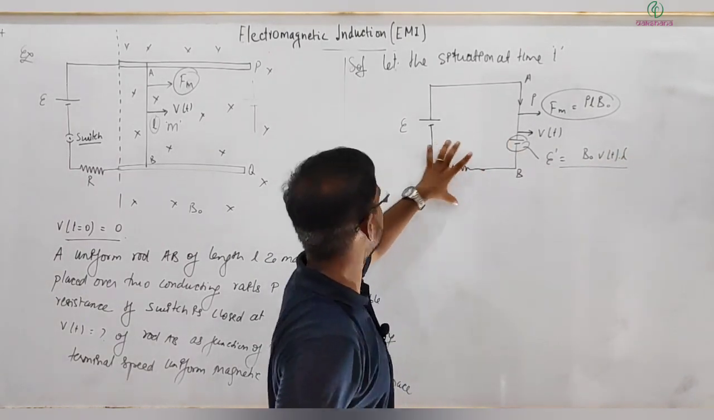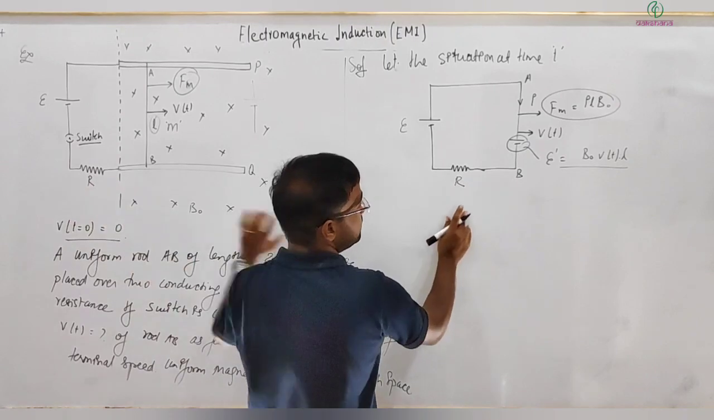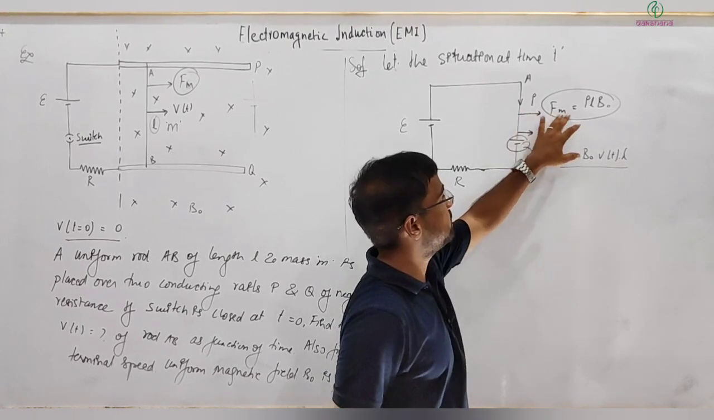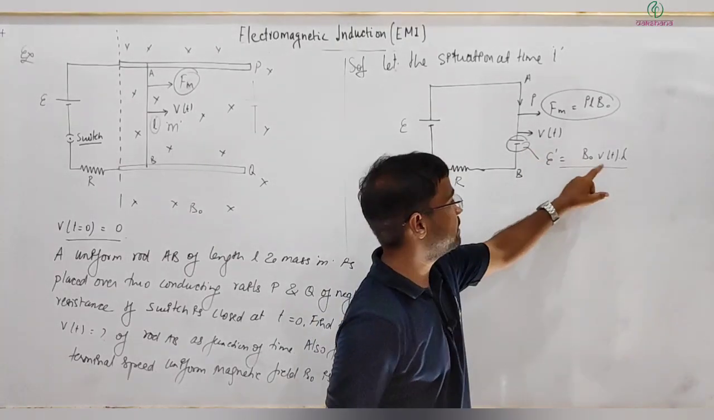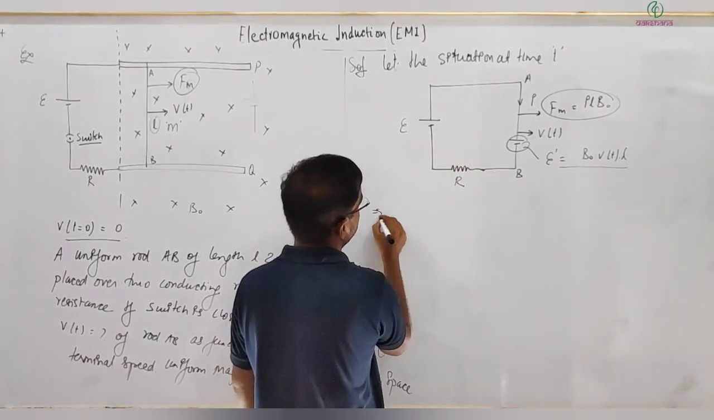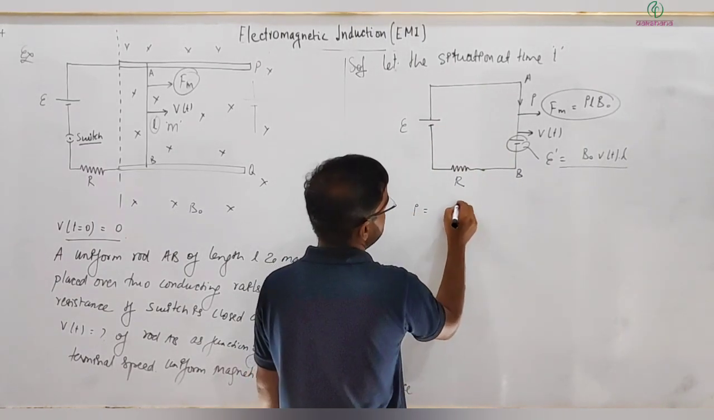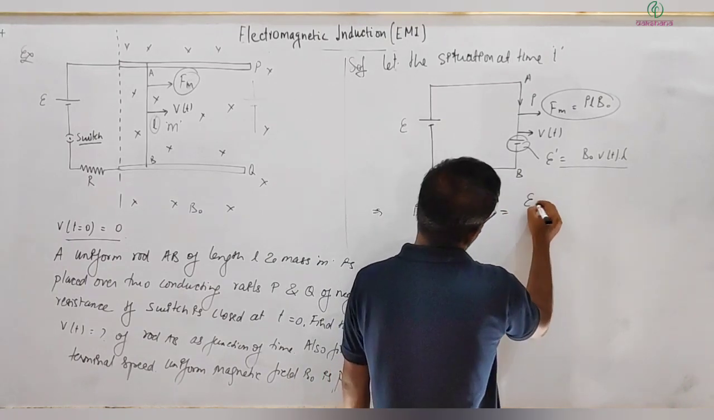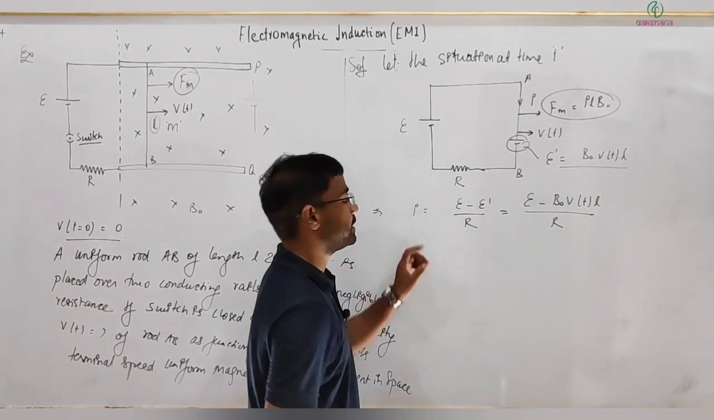So at time t, in this circuit the battery EMF will be constant and the resistance R will be constant, but the current will be changing. Another thing is that the rod has velocity and will experience a magnetic force, and some EMF will be induced in the rod as it moves in the magnetic field. That EMF changes because the velocity changes with time. Now in this circuit, if I apply KVL and go this way, I can write the current: I is equal to E minus E prime divided by R, which is E minus B naught V(t) L divided by R.